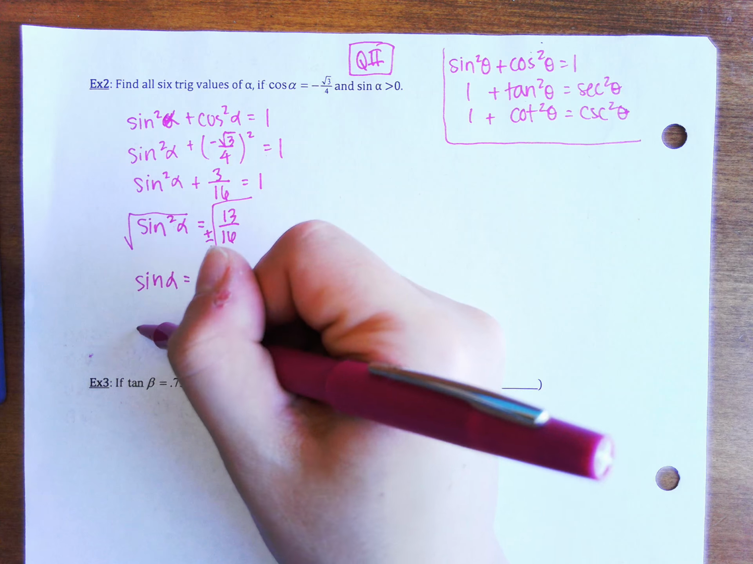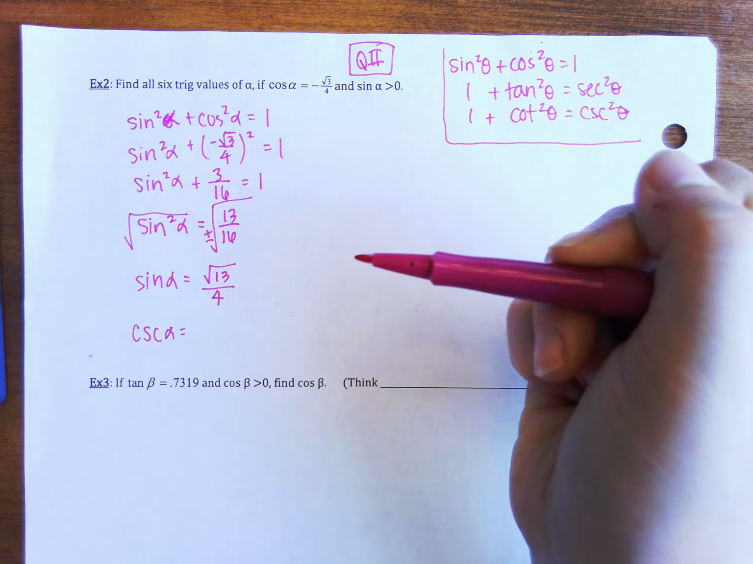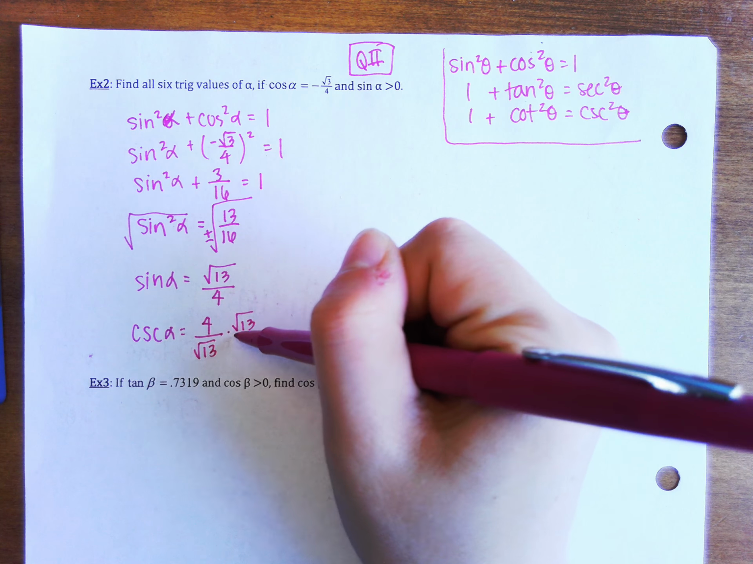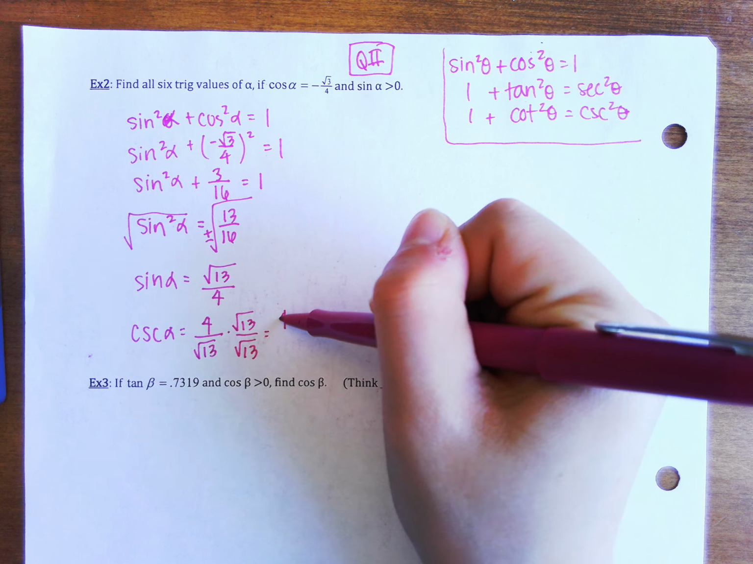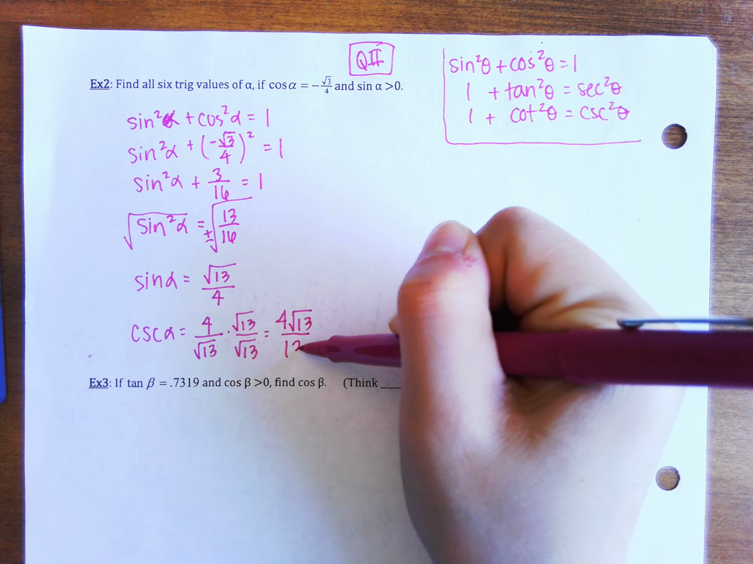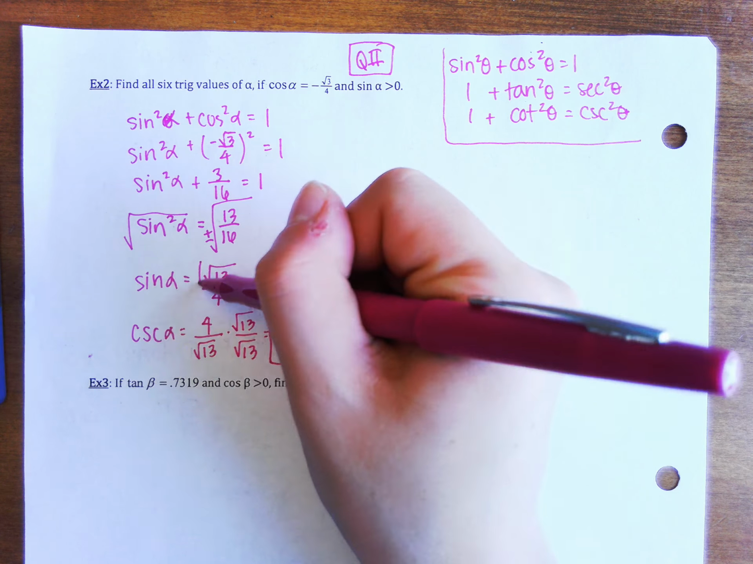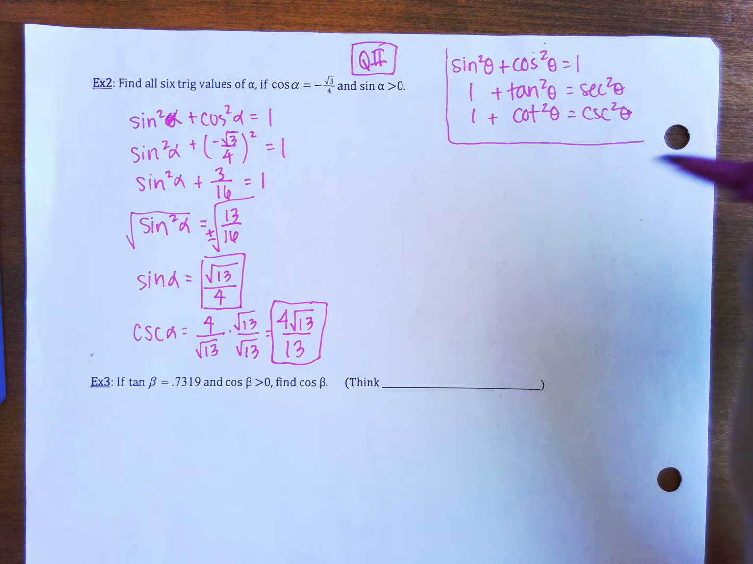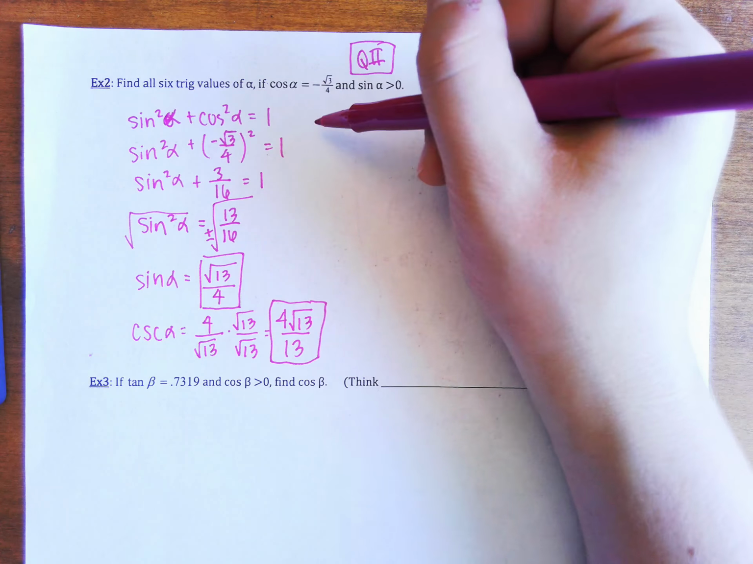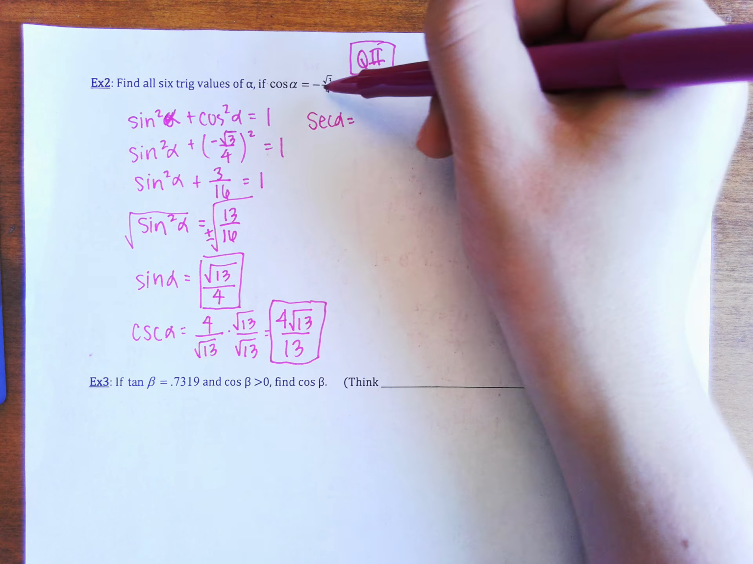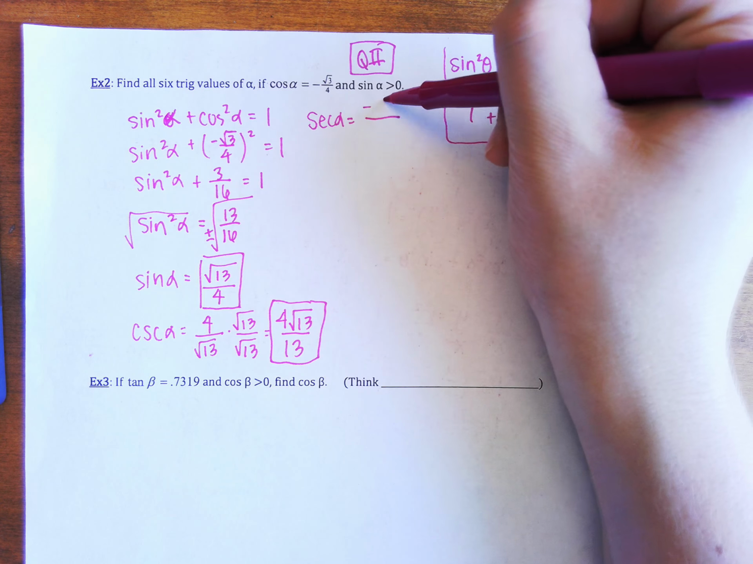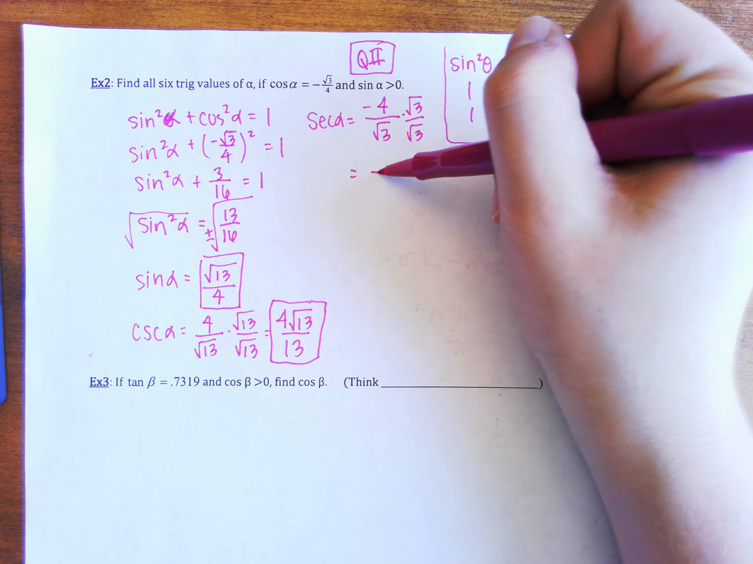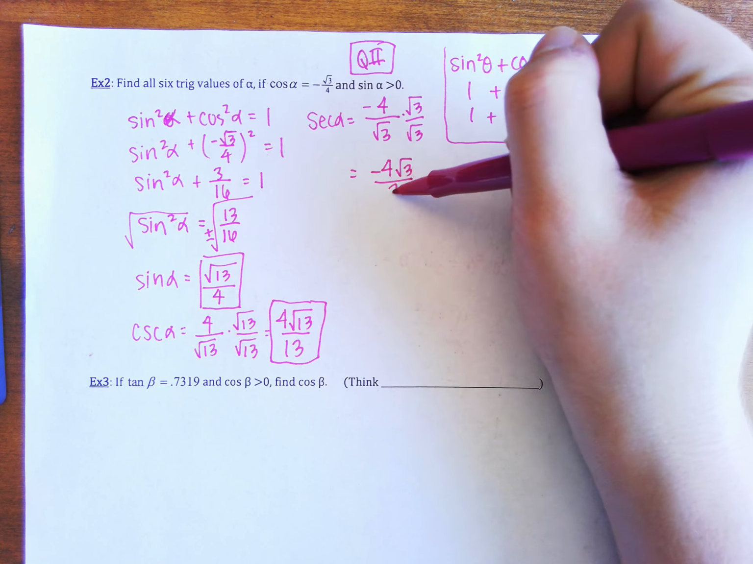So there's sine, and we might as well find cosecant now. If I take the reciprocal, it's going to be 4 over root 13, and I'll rationalize, so you get 4 root 13 over 13. So those are our two. And we can do the same thing for cosine to find secant. So the secant of alpha is going to be the reciprocal of that, so negative 4 over root 3. And again, if I rationalize, I'll get secant is equal to negative 4 root 3 over 3.